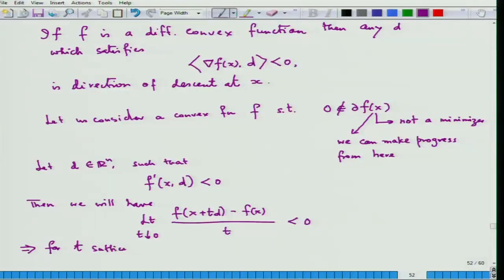So, in the same way, we are writing it in an informal fashion, which is done in advanced mathematics, for t sufficiently small, we have f of x plus t d less than f of x. So, this would imply that d is a descent direction.